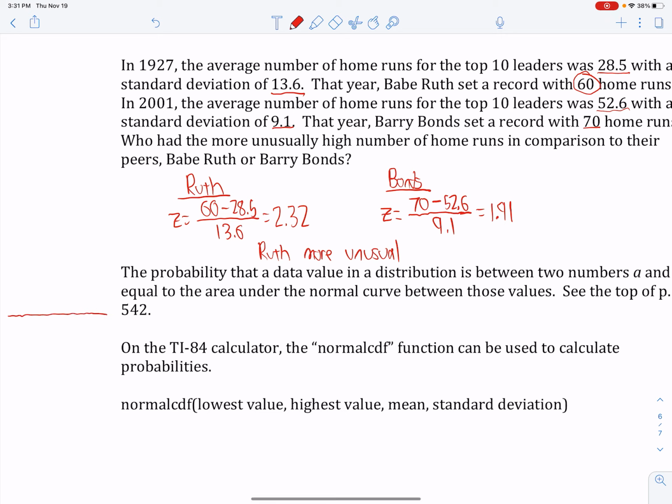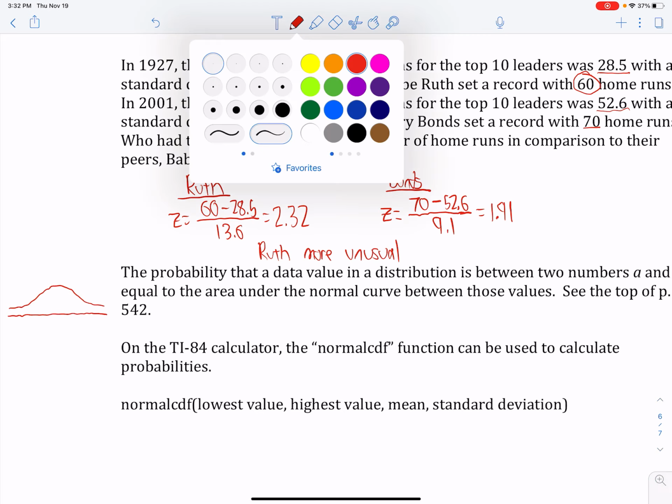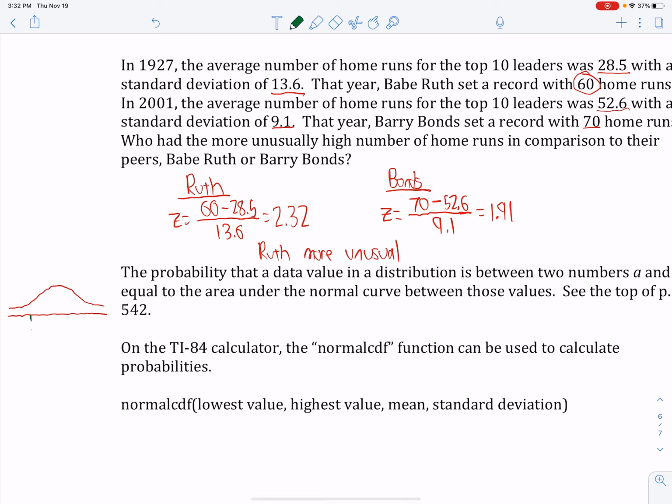Here's in general how it works. Let's say we have a curve like this. And suppose we have a value over here of A and a value right here of B. If we wanted to find the probability that our variable is in between those numbers, what we would do is calculate the area under the curve in between those numbers. And by calculating the area, we're able to find the probability of being in between those numbers.